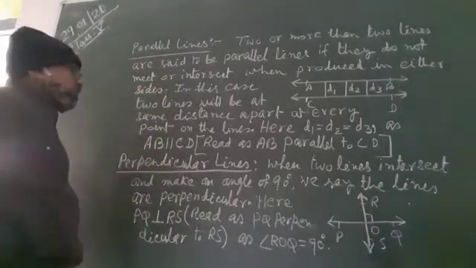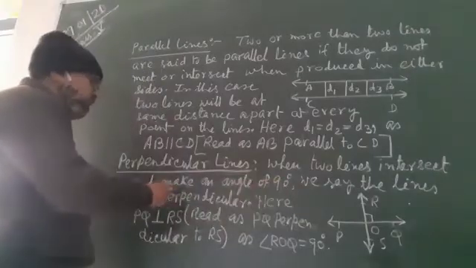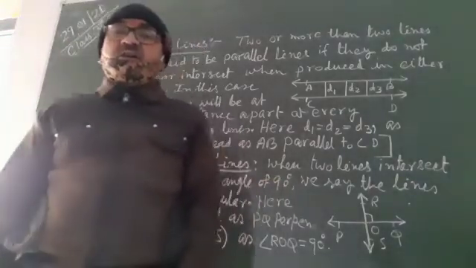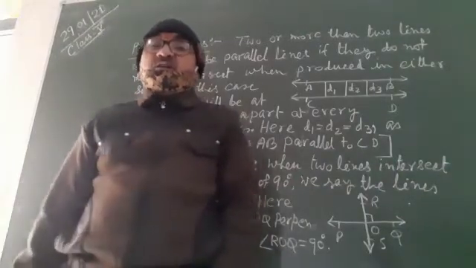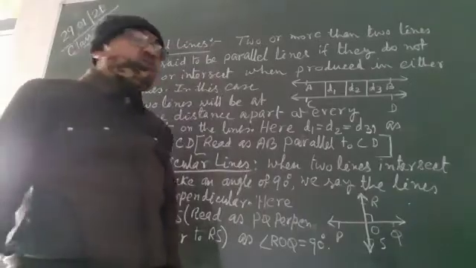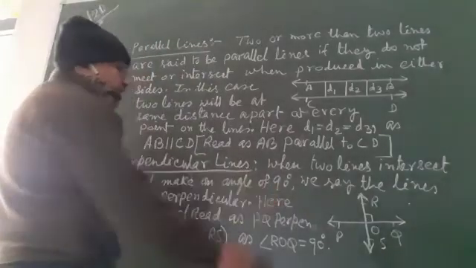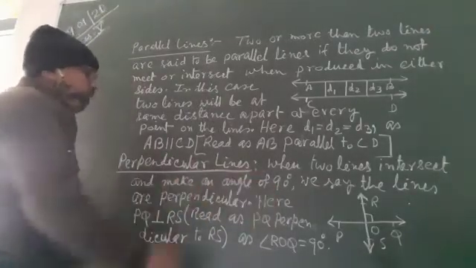Now, perpendicular lines. What are perpendicular lines? When two lines intersect and make an angle of 90 degrees. When two lines are given, and if we extend them on either side, and at any point they intersect or meet at an angle of 90 degrees, we say the lines are perpendicular.